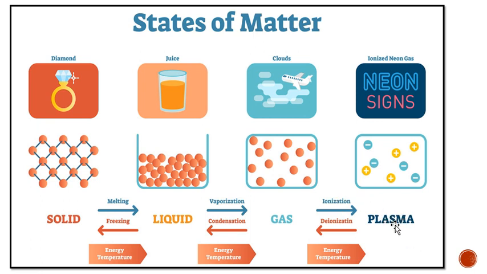So, pwede pod ang plasma mo lower iyahang temperature o katong iyahang mga electrons, pwede siya mahimong gas. So, that is for the states of matter.